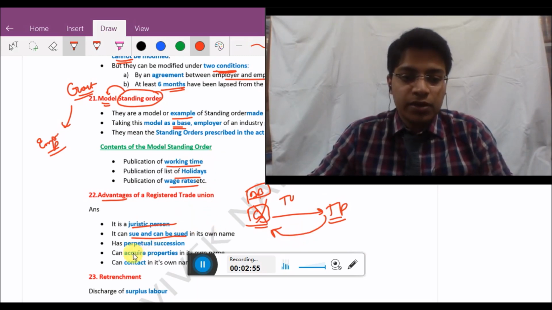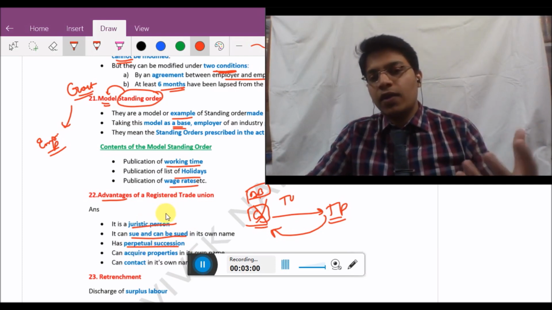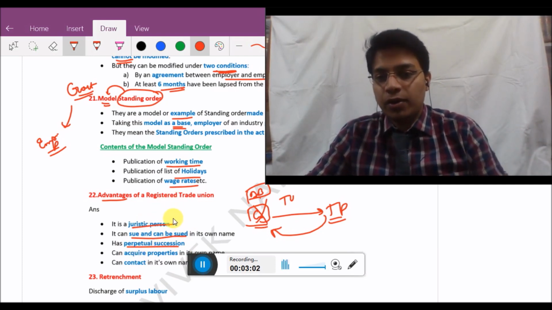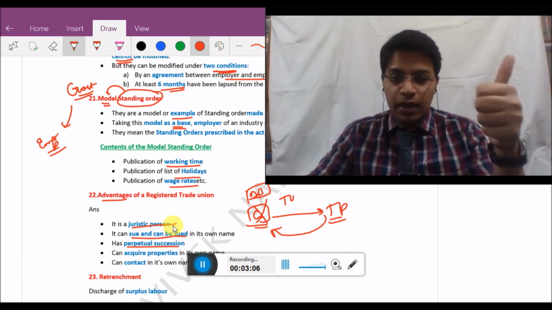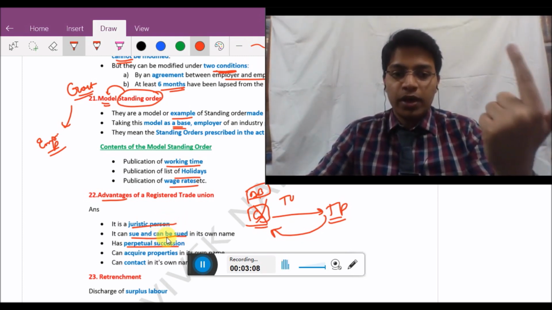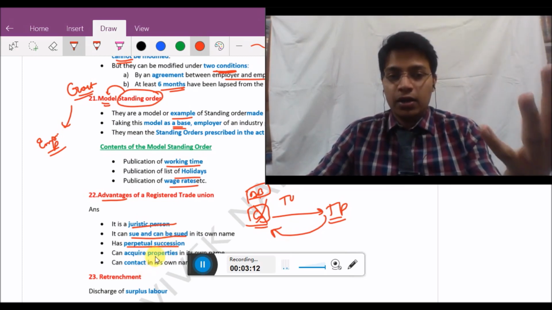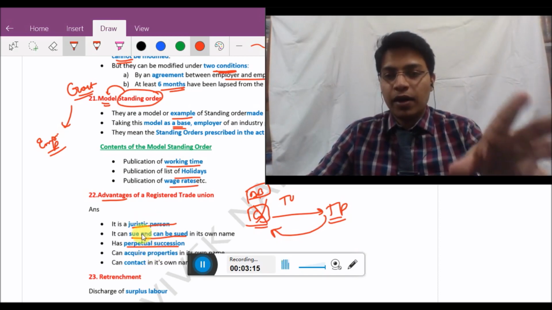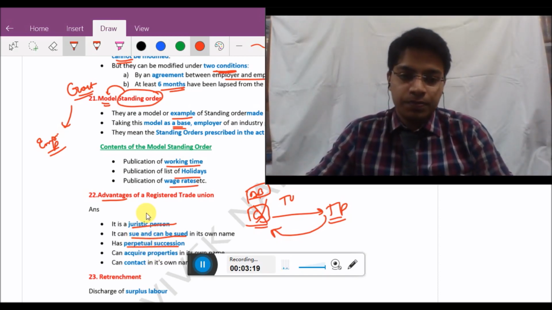It has perpetual succession. Most of the characteristics, most of the advantages that we are seeing of a trade union are similar to the advantages of a company. Juristic person is an advantage of a company. Sue and be sued, advantage of a company. Perpetual succession, acquire properties, contract. Actually, all these are advantages of a company. That answer itself, we can write here.